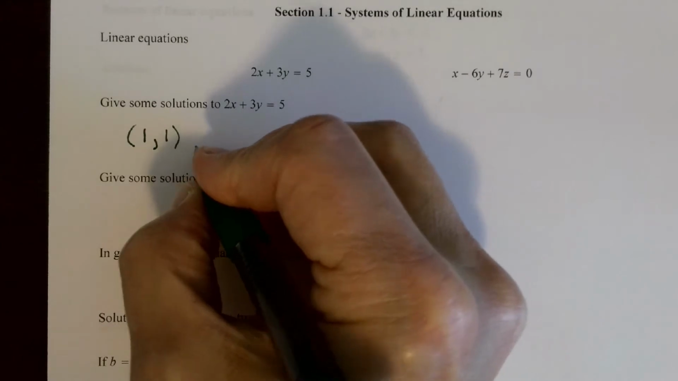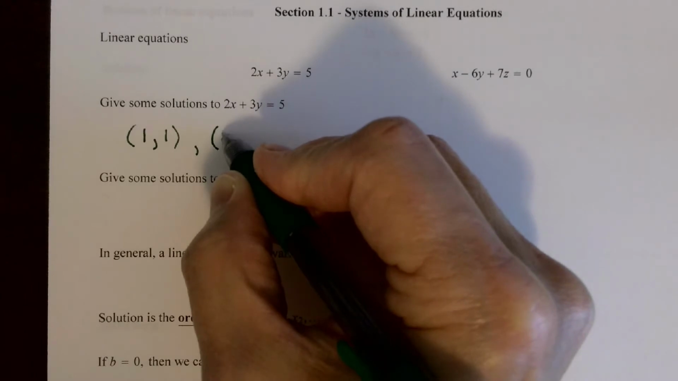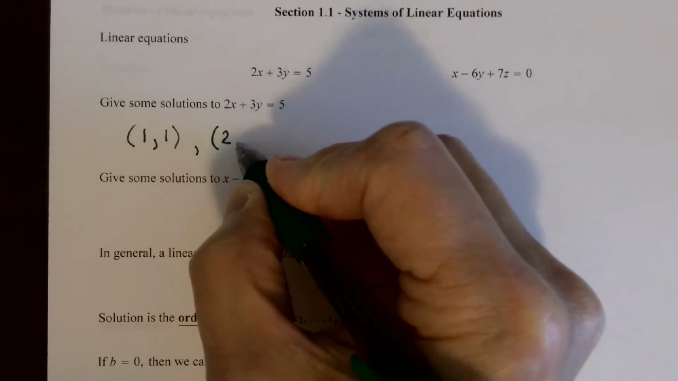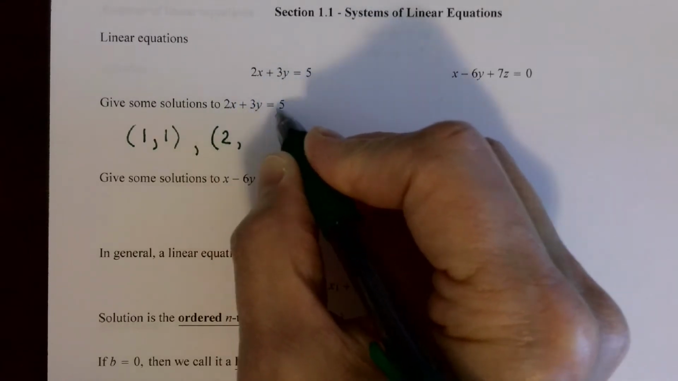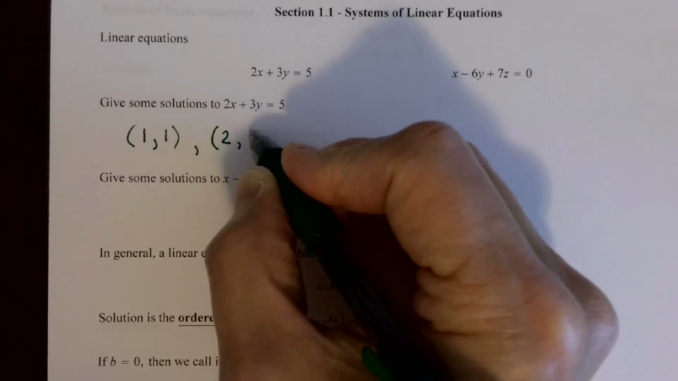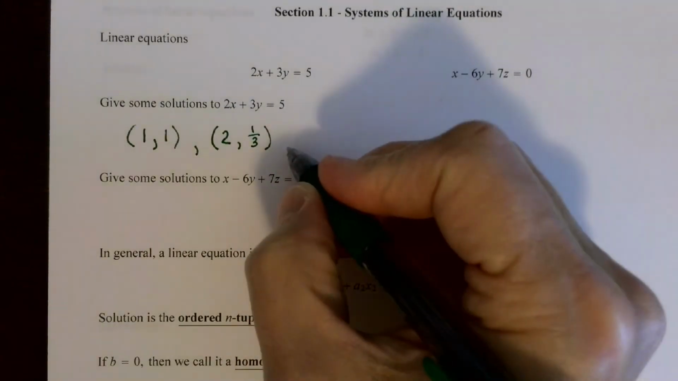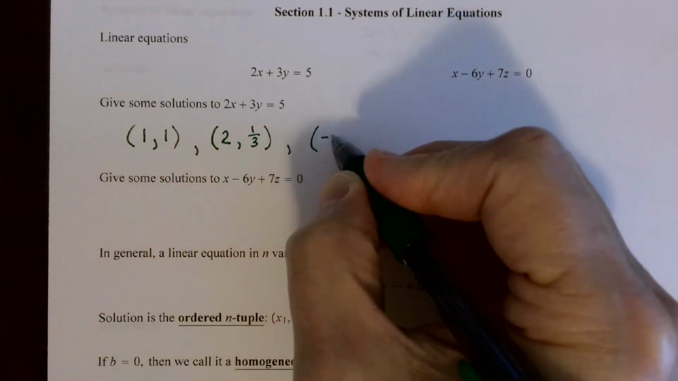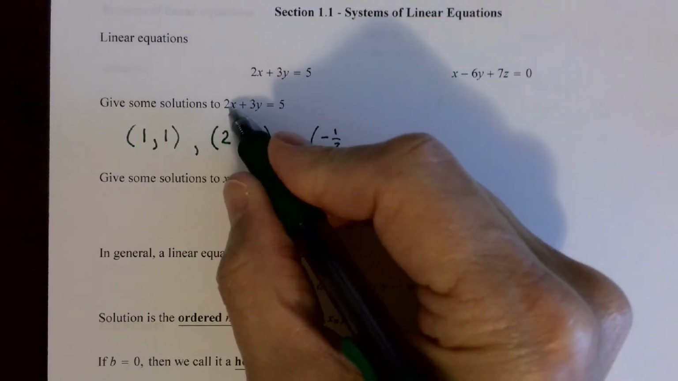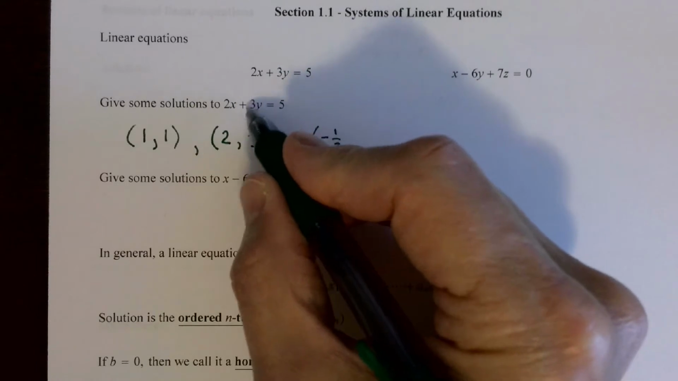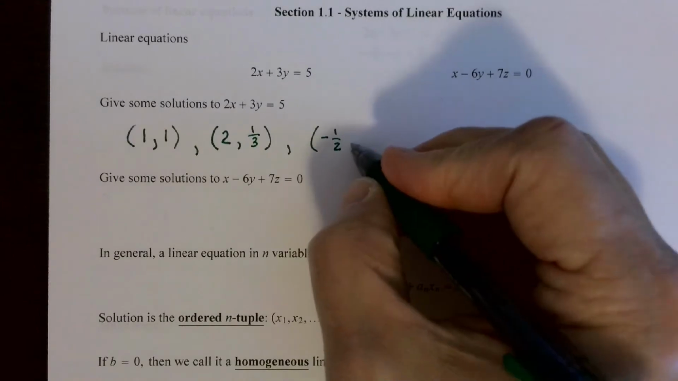But there's other solutions. For instance, I could let x be equal to, say, 2, and the minute I do that, 2 times 2 is 4, I'll need this product to be equal to 1 to get 5, and so 3 times what is going to be 1? Well, that answer is 1/3. Okay. I can also do something like this. What if x is negative 1/2? Then 2 times negative 1/2 is negative 1, and I now need this to be equal to 6, so that the sum is 5. Well, in that case, 3 times y being equal to 6, y is 2.